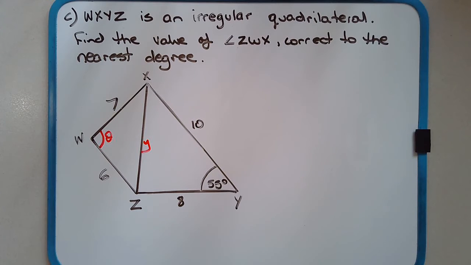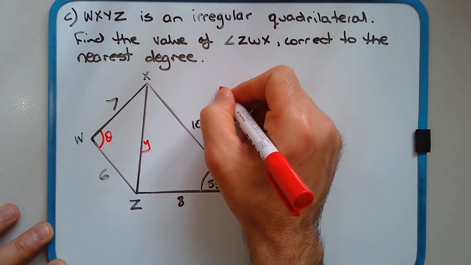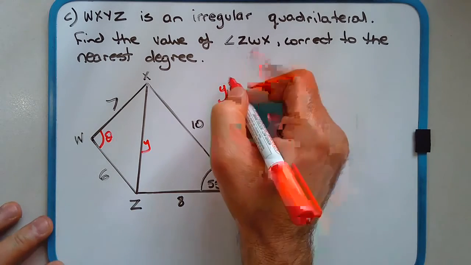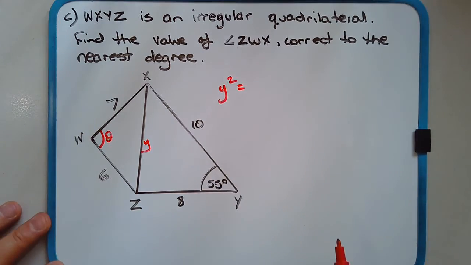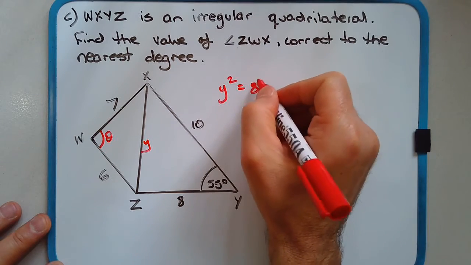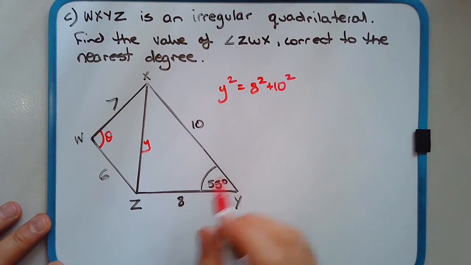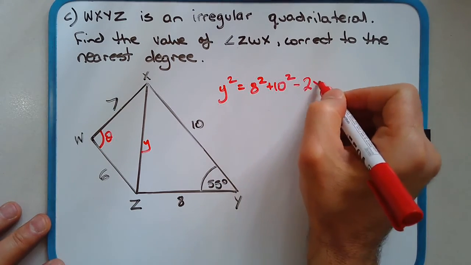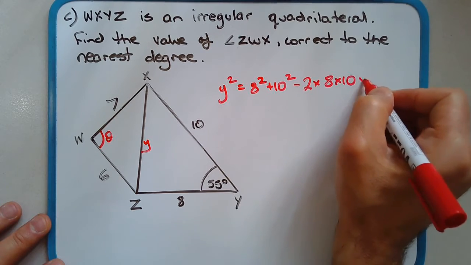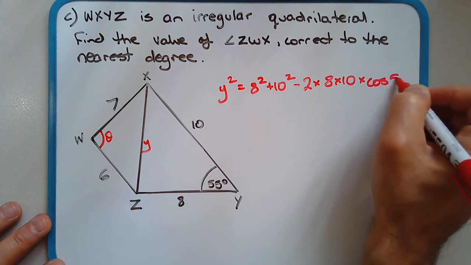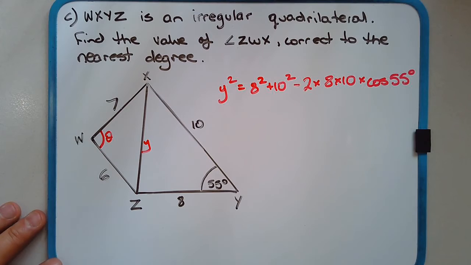I either have a known side-angle pair, or if not, I might have two sides with an included angle, or three known sides. That's what we're trying to achieve here. So let's find y first. So y squared is equal to 8 squared plus 10 squared minus 2 times 8 times 10 times the cosine of 55 degrees.